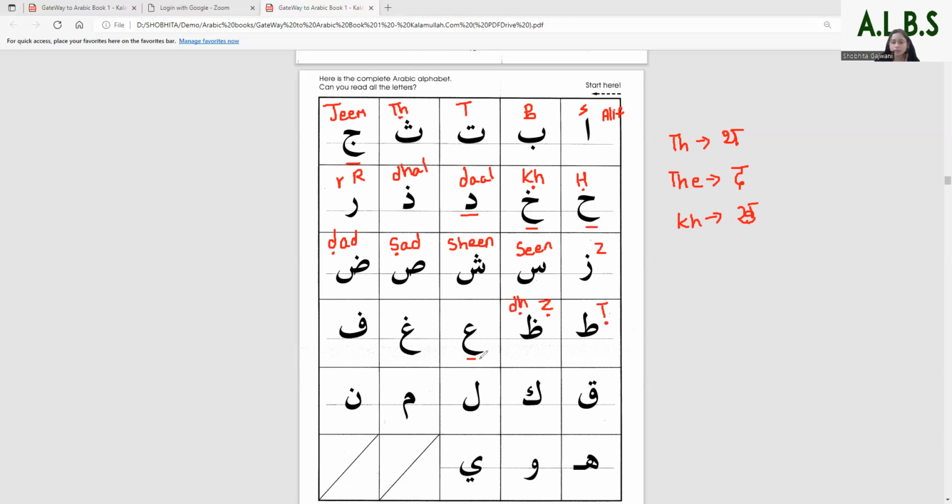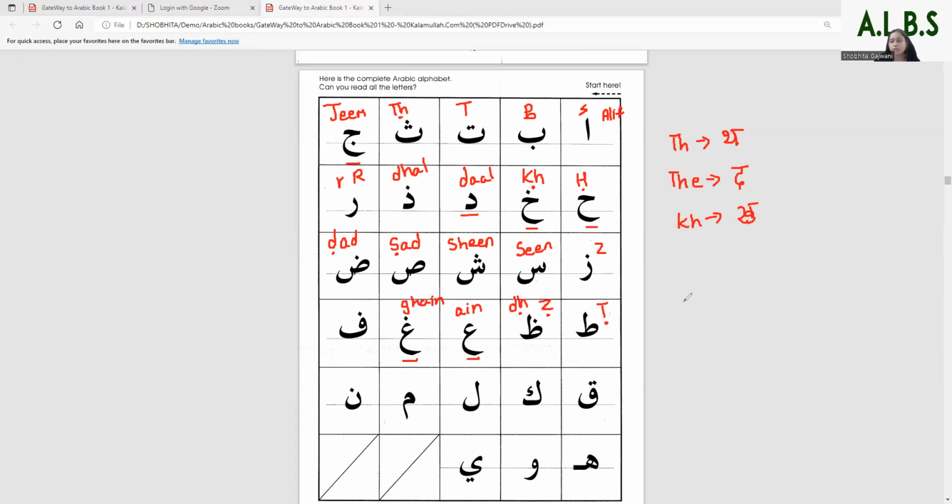Now this letter is very famous among all the letters in Arabic as it has a different sound. This letter is known as Ain. Now this letter with the same structure having a dot on it, this is known as Gain.